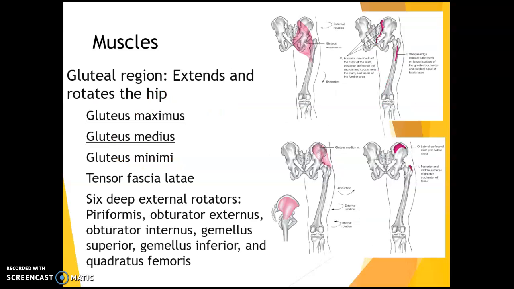I took the slides from the book and I took the images from the book and I overlaid them for your benefit. So when you look at this with the gluteal region, it extends and rotates the hip. Okay, great. And they gave you a couple different pictures. What I did is I tried to break this out where I underlined glute max and glute med, so you can see glute max, how it originates on kind of the SI joint there and part of the iliac crest. And you see the border there where it originates and where it attaches on the femur.